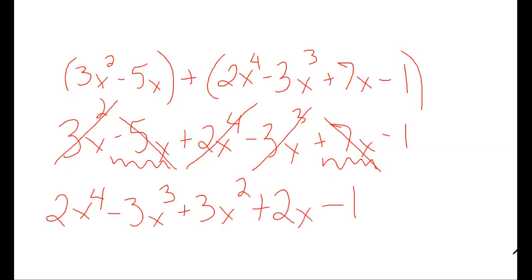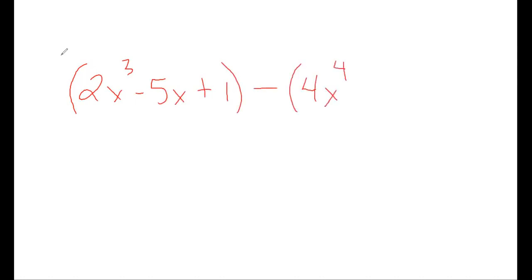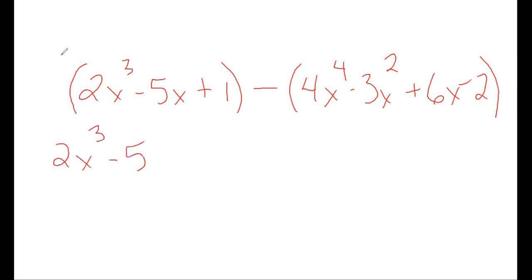Subtraction is slightly more involved. So let's say we wanted to subtract 2x to the third minus 5x plus 1 minus 4x to the fourth minus 3x squared plus 6x minus 2. Is anything affecting the first polynomial? The answer to that's no. There's nothing affecting the first polynomial. So I can remove those parentheses. However, what's affecting the second polynomial?